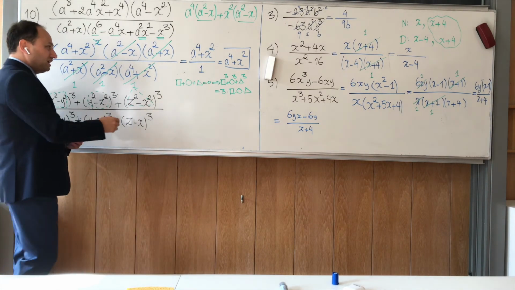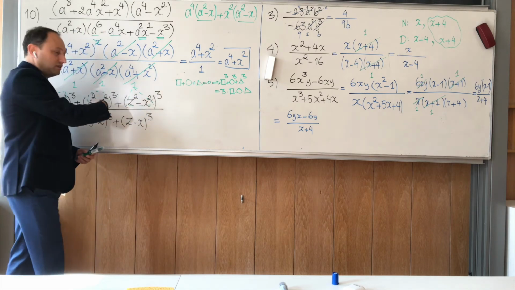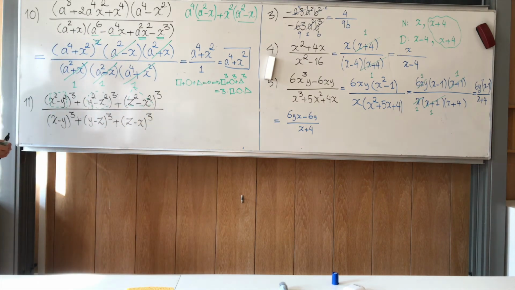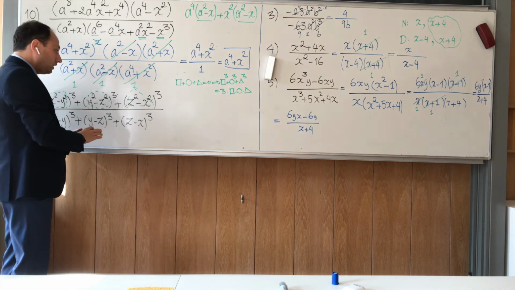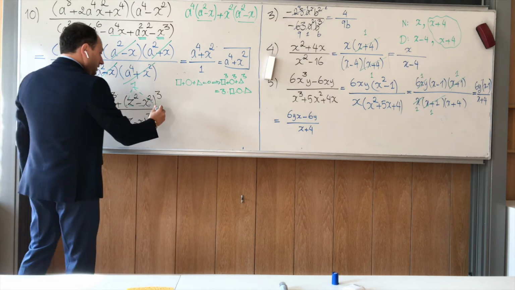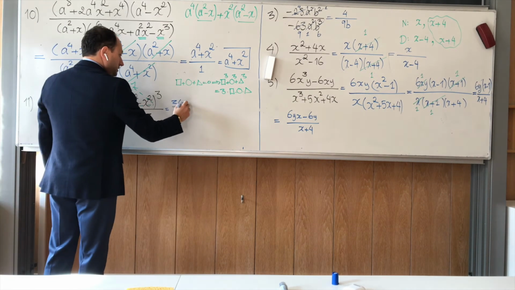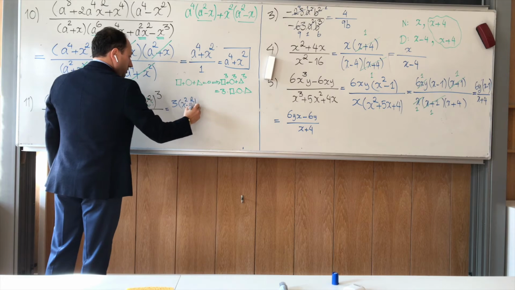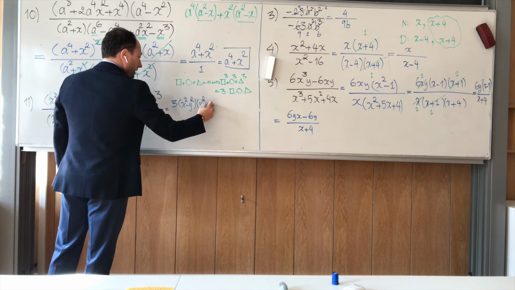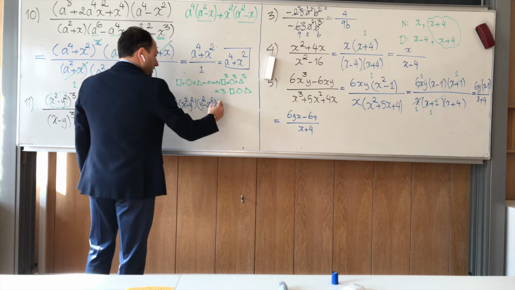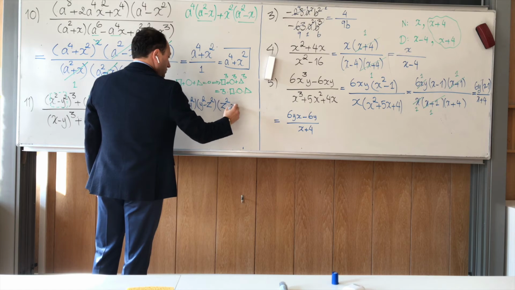If you don't remember this, it would probably be very hard to simplify this expression. So in the numerator, I can write 3 times the product, (x² − y²) multiplied by (y² − z²) multiplied by (z² − x²).